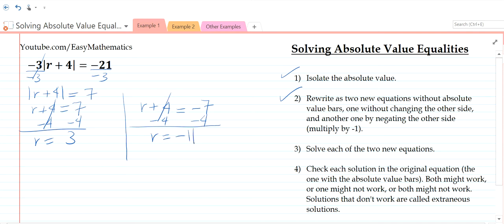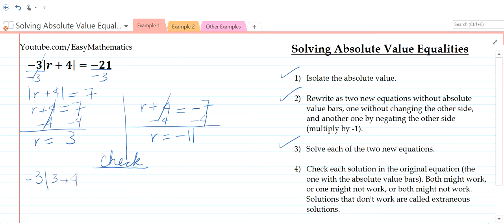Now we're not going to box both of these up and say we're done, because there's a very crucial step, that's step 4, that says we have to check. Because in these kinds of problems, we might have 2 solutions, we might have 0 solutions, or we might have 1 solution. You do absolutely have to check.